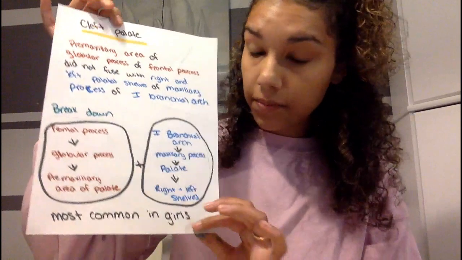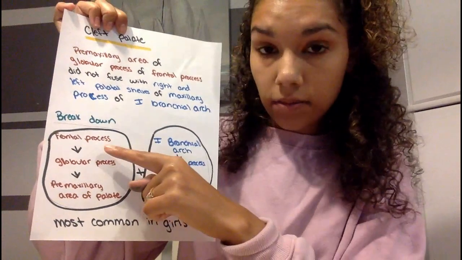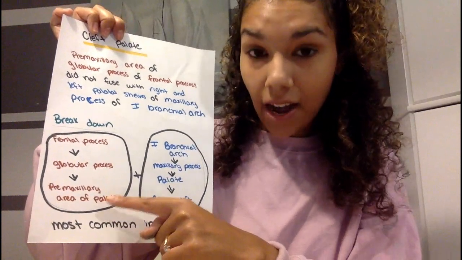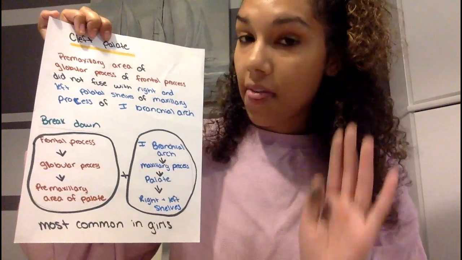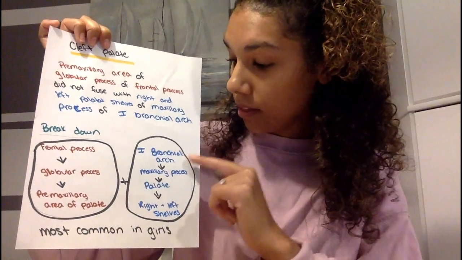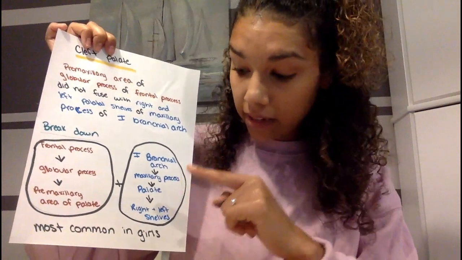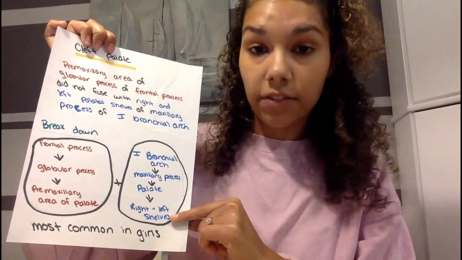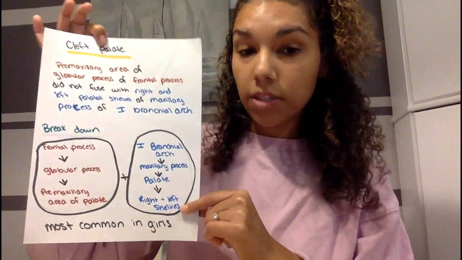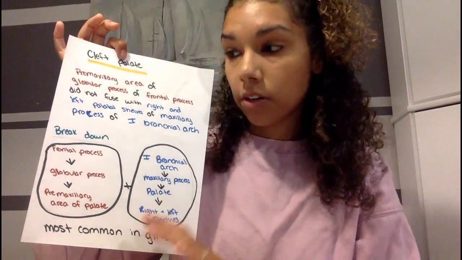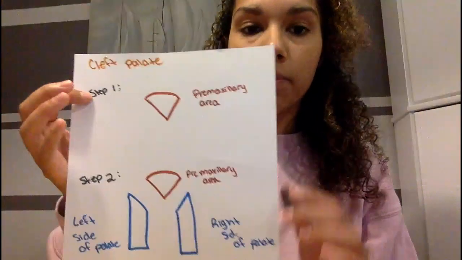So to break that down, you have the frontal process, which includes the globular process, which includes the premaxillary area of the palate. And that should fuse with the first branchial arch, which includes the maxillary process, includes the palate, which includes the right and left shelves of the palate. So that's just going from one and then really zooming in onto what all that includes. It's most common in girls. To show a cleft palate, I broke that one down a little bit better.